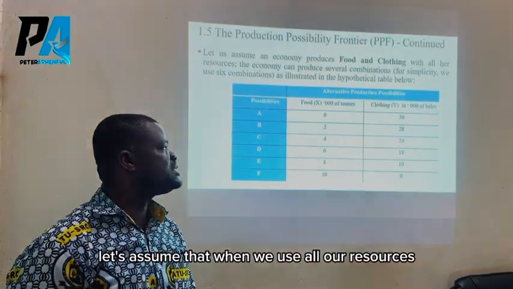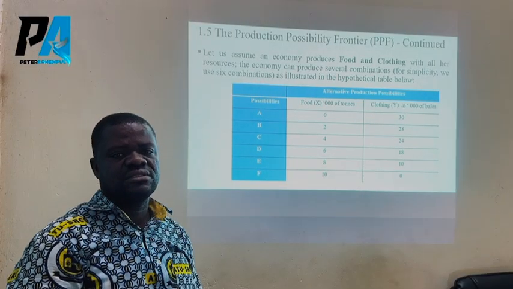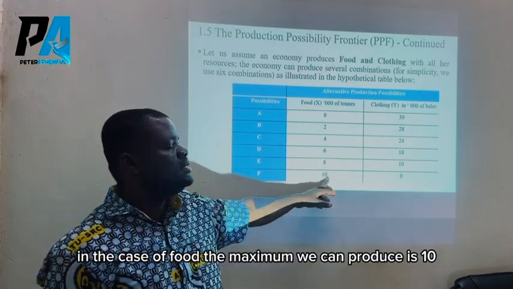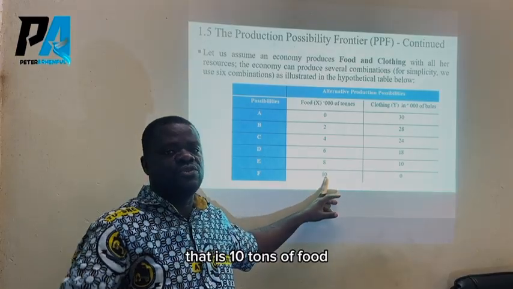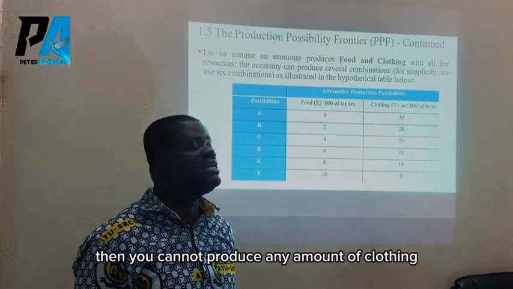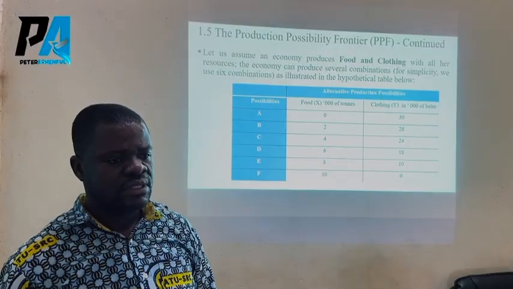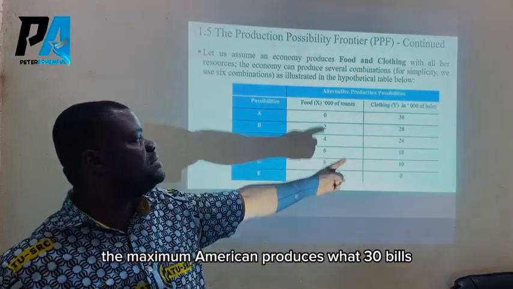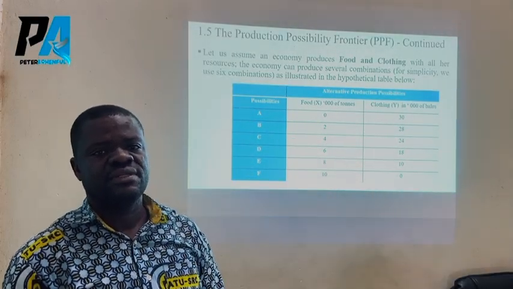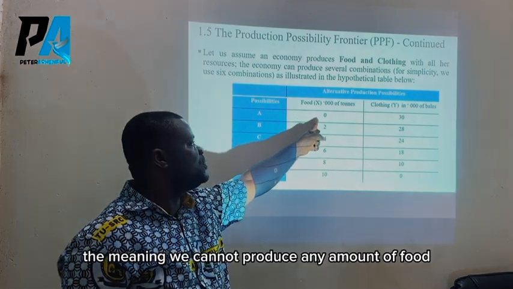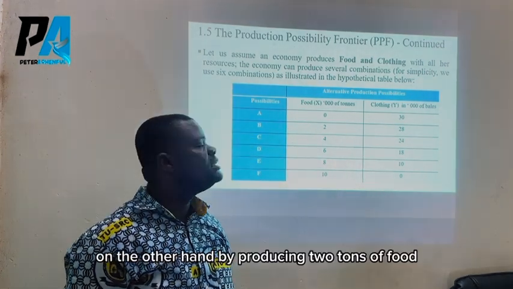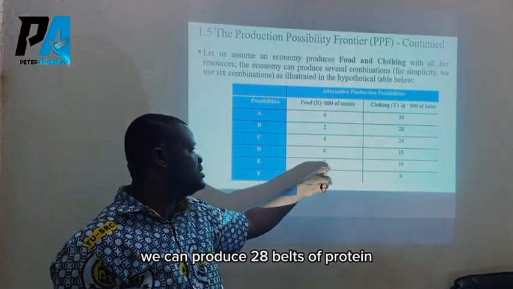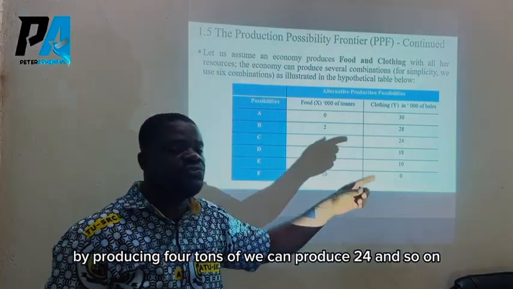With this, let's assume that when we use all our resources, in the case of food, the maximum we can produce is 10. That is 10 tons of food. If you are producing 10 tons of food, then it means you cannot produce any amount of clothing. Now let's assume that when it comes to clothing, the maximum amount we can produce is 30 bales of clothing. That means we cannot produce any amount of food. On the other hand, by producing 2 tons of food, we can produce 28 bales of clothing. By producing 4 tons of food, we can produce 24, and so on.